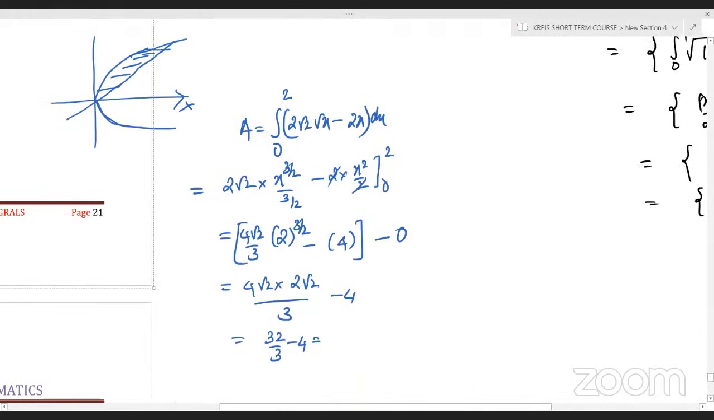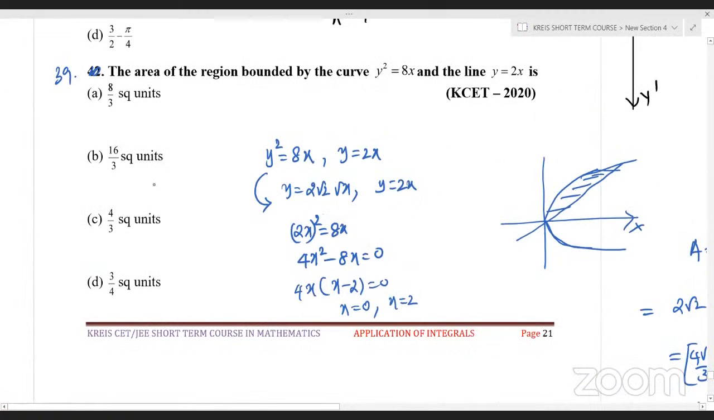It is 2 root 2 into, so 2 root 2 whole to the power 3 by 2 you get, right? So x to the power 3 by 2, it is 2 to the power 3 by 2, which gives you 2 root 2 again, minus 2 squared, it will be 4. 4 into 2, 8 into 2. So it is 16. So it will be 16 by 3. So 16 minus 12 divided by 3, which becomes 4 by 3. That is the correct answer for this question. Option C is going to be the right answer, right?